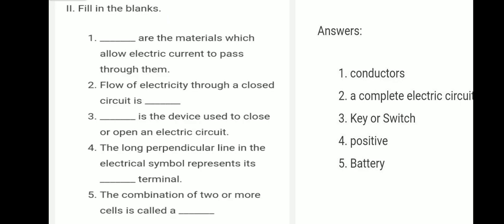Third question, dash is the device used to close or open an electric circuit? Answer: key or switch. Fourth question, the long perpendicular line in the electrical symbol represents dash terminal? Positive terminal. Fifth question, the combination of two or more cells is called a dash? The combination of two or more cells is called a battery.